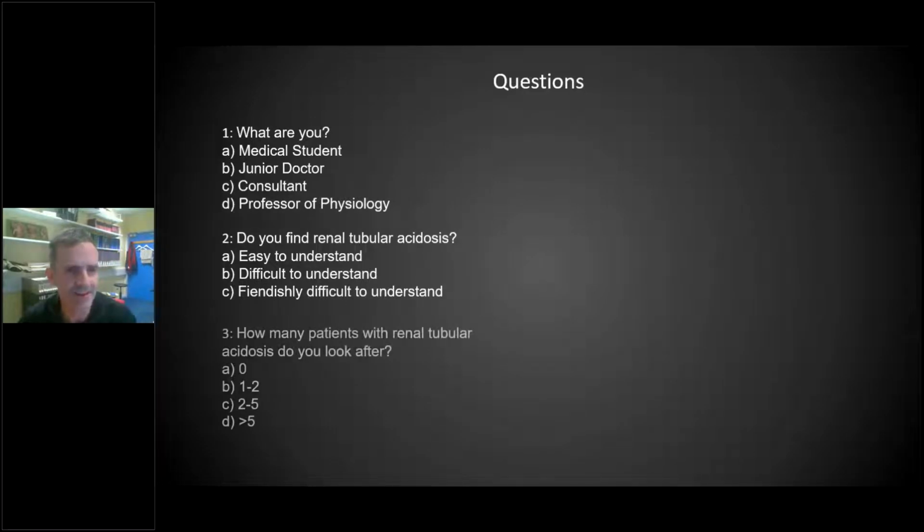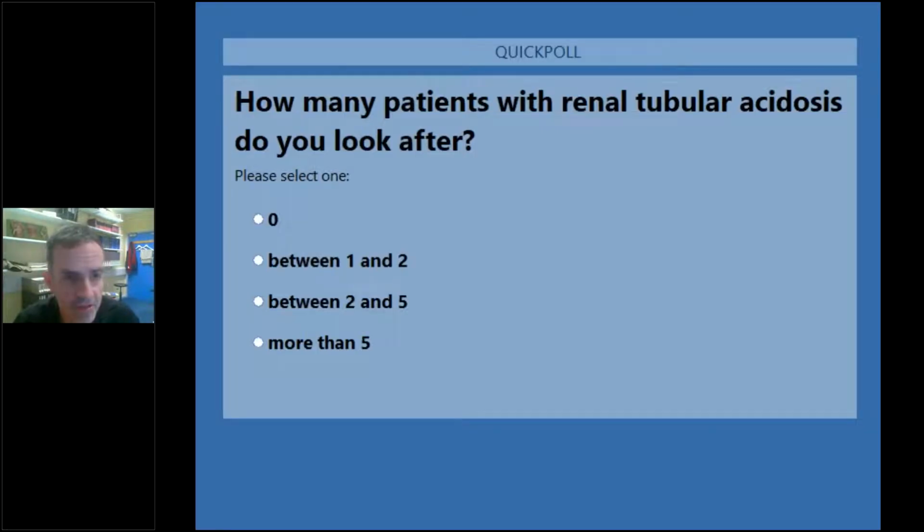Who knows? Okay, fine. And then finally, how many patients do you look after with renal tubular acidosis? Is it none? Is it 1 or 2? Is it between 2 and 5, or is it more than 5? Any causes of renal tubular acidosis, that's exactly what I mean. Distal and proximal, if you've got them, stick them in, because they're all pretty rare.